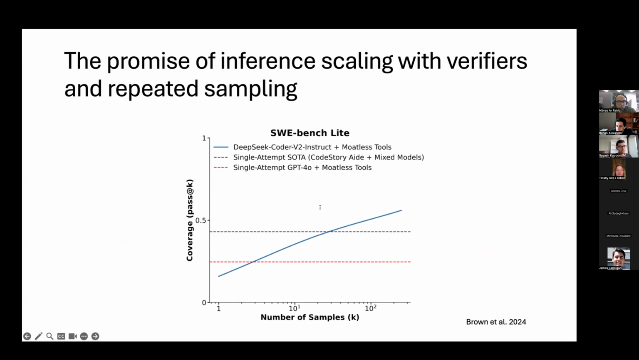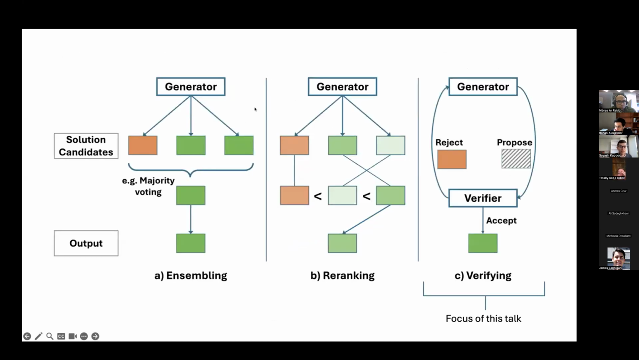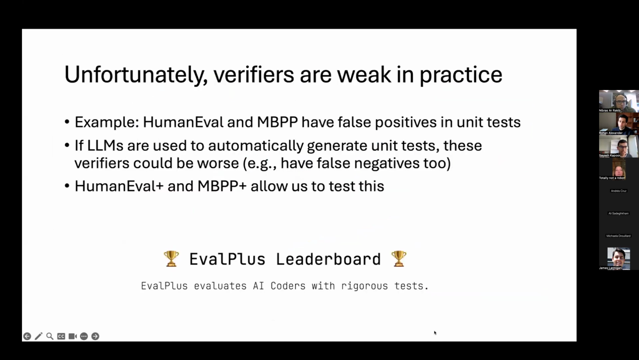Now, it's clearly not enough to keep generating these samples. What you also need in this third type of system is a verifier. And unfortunately, what we found is that verifiers can be very weak in practice. So for example, the extremely popular HumanEval and MBPP, which is, I think, mostly basic Python problems. These are two benchmarks that are used across the board by developers, but they're known to have false positives in the unit tests that are accompanying them.